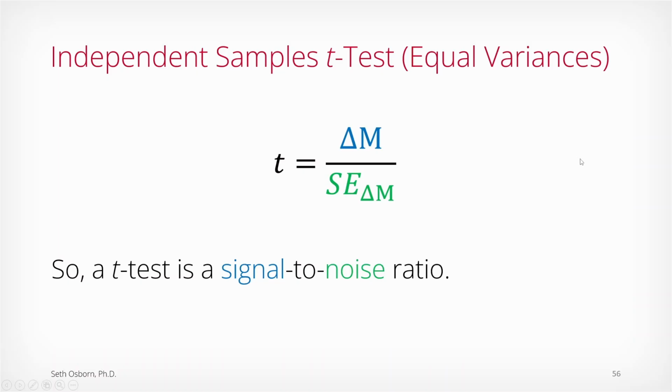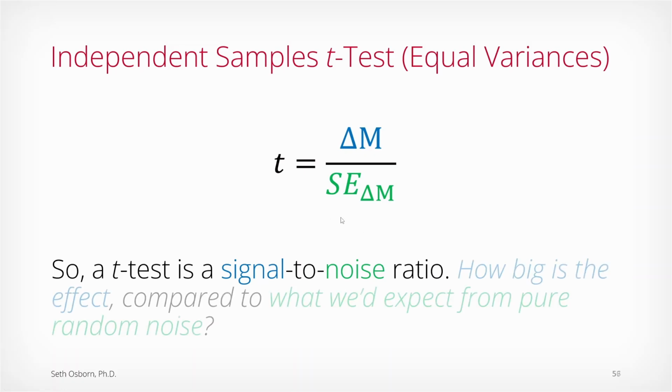What this means is a t-test is a signal to noise ratio. The numerator is the signal and the denominator is the noise. How big is the effect that we observe, the mean difference? How big is that compared to what we would expect if this is just randomly generated data, or if the true effect is 0? And it's okay if that doesn't make perfect sense right now.